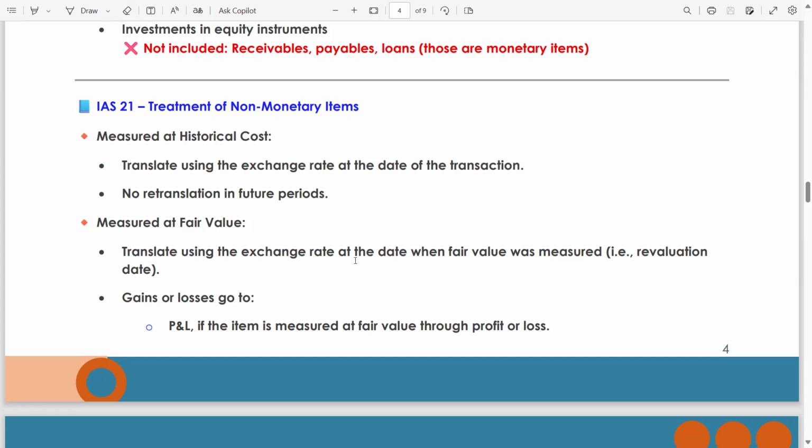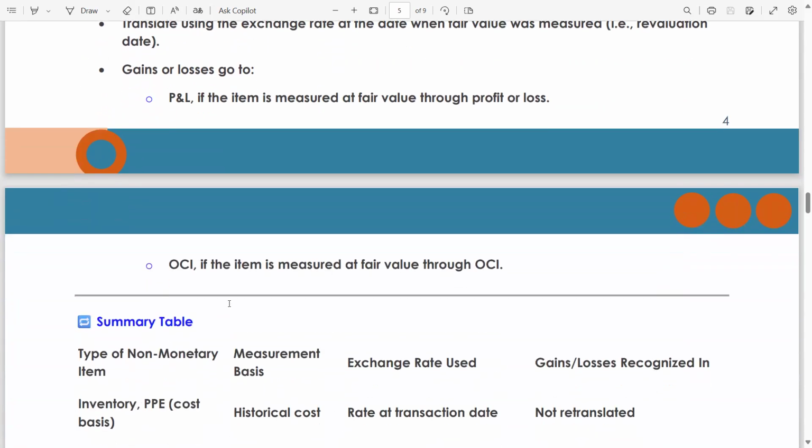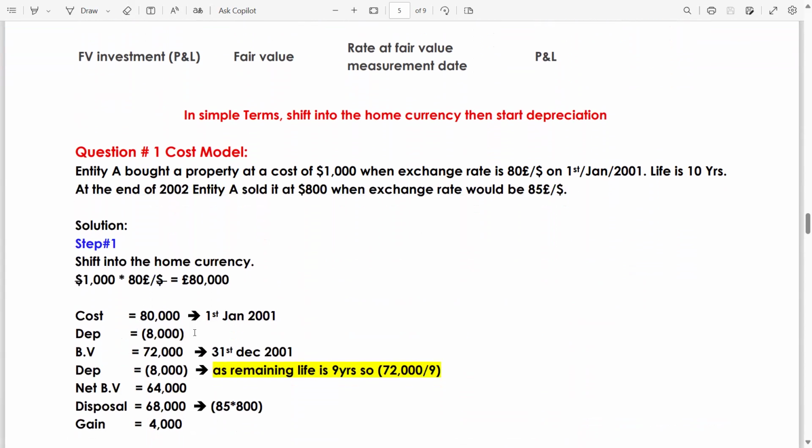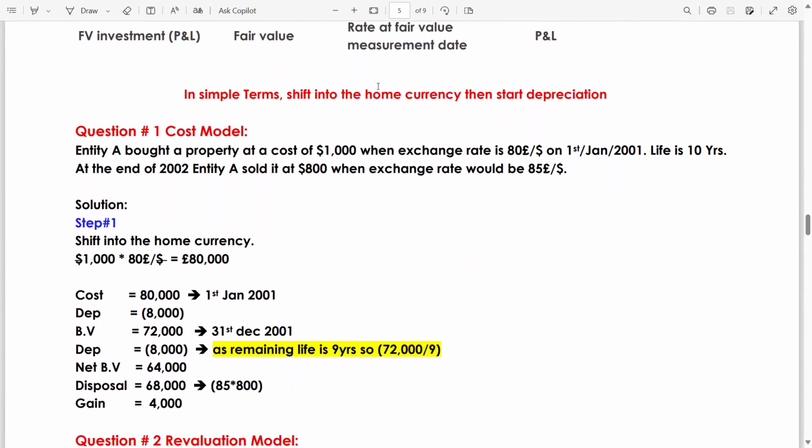Measured at fair value: translate using the exchange rate at the date when fair value was measured, the revaluation date. Gains or losses go to P&L if the item is measured at fair value through P&L, and OCI if the item is measured at fair value through OCI. Summary table: type of non-monetary item: inventory, PPE, cost basis; for PPE or fair value investments, P&L. Okay, now there is one summary point of all the above discussion. In simple terms, shift into the home currency, then start depreciation.